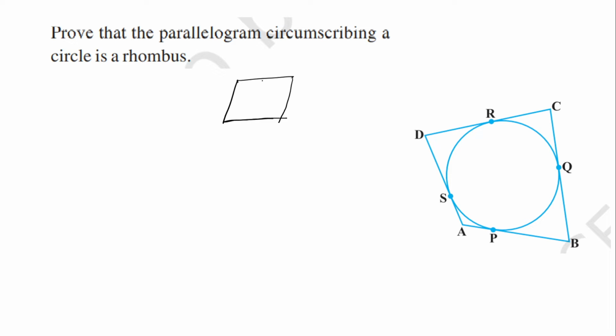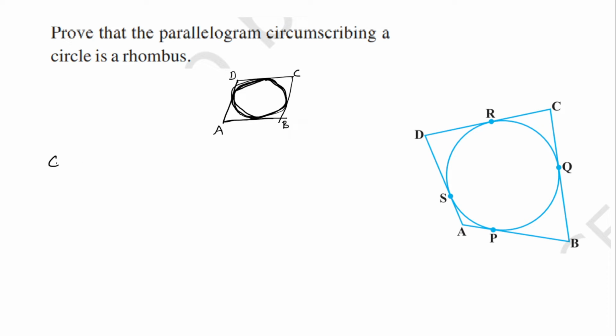Parallelogram circumscribing a circle. Parallelogram circumscribing a circle is a rhombus. That we have to prove. So ABCD is a parallelogram and the parallelogram circumscribes a circle. See, when we have to prove something as a rhombus, we need to know the properties of a rhombus.